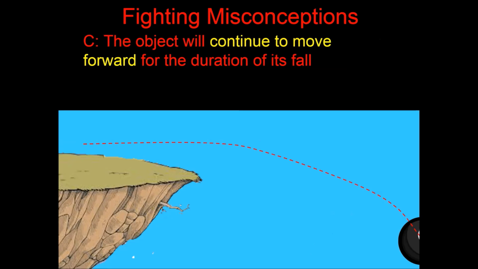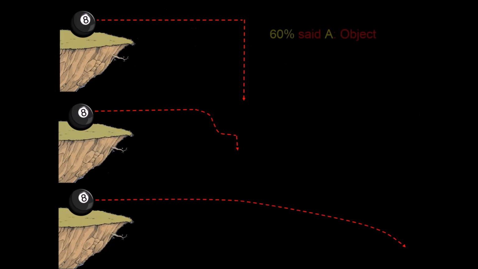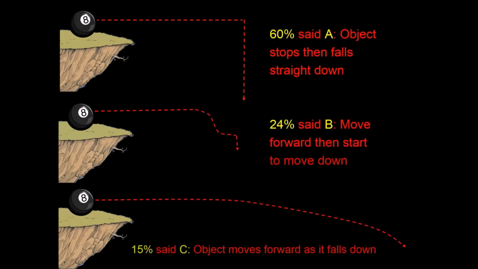We've kind of already answered this question, and please, I hope you are picking C. However, when the survey results were studied, here's our three paths: 60% like A, that the object moves, stops, and then falls straight down. 24% said B was a great option, moving forward and then suddenly starting to move down. And 15%, just 15%, liked C. Please, in this case, be in this minority of 15%. The object will continue to move forward as it falls down.